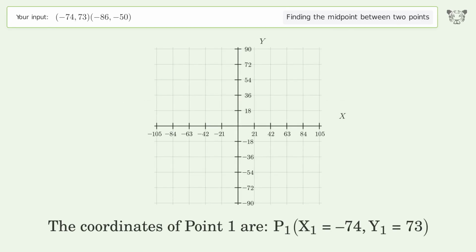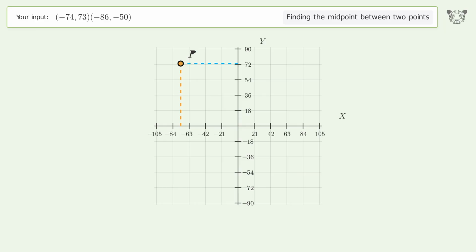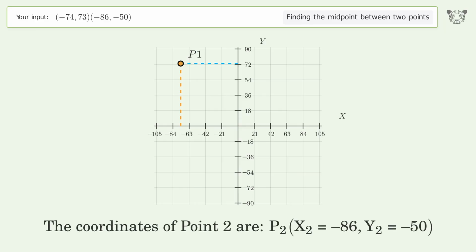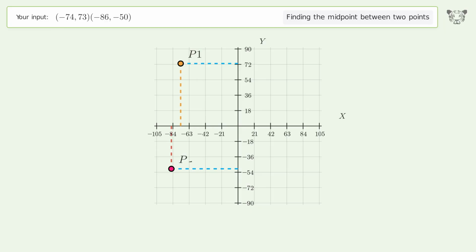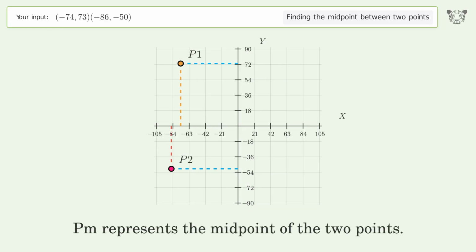The coordinates of point 1 are x1 equals -74, y1 equals 73. The coordinates of point 2 are x2 equals -86, y2 equals -50. PM represents the midpoint of the 2 points.